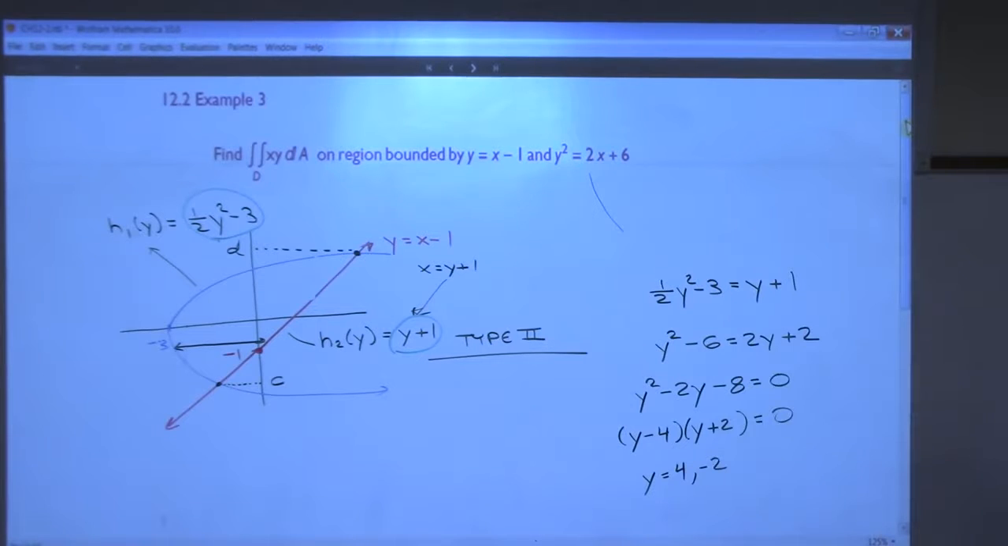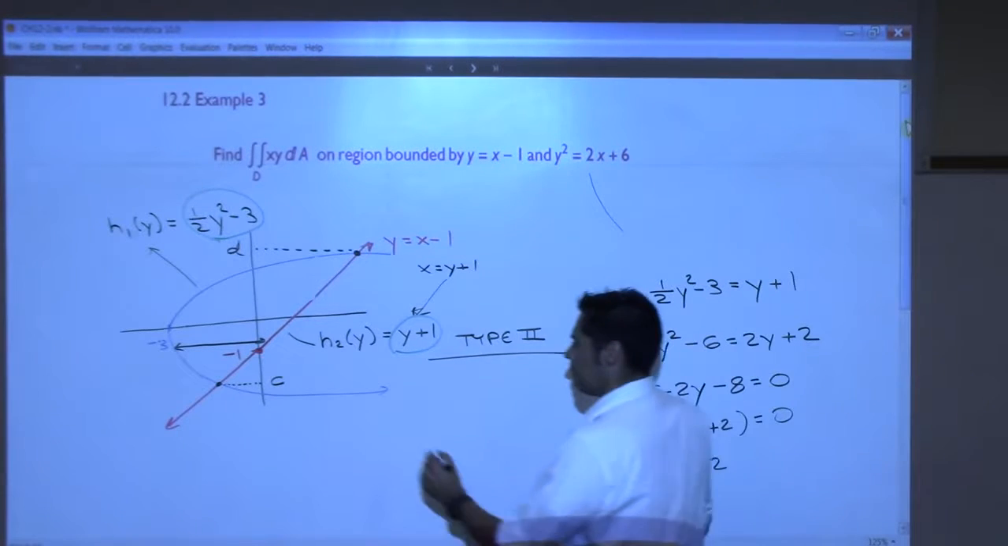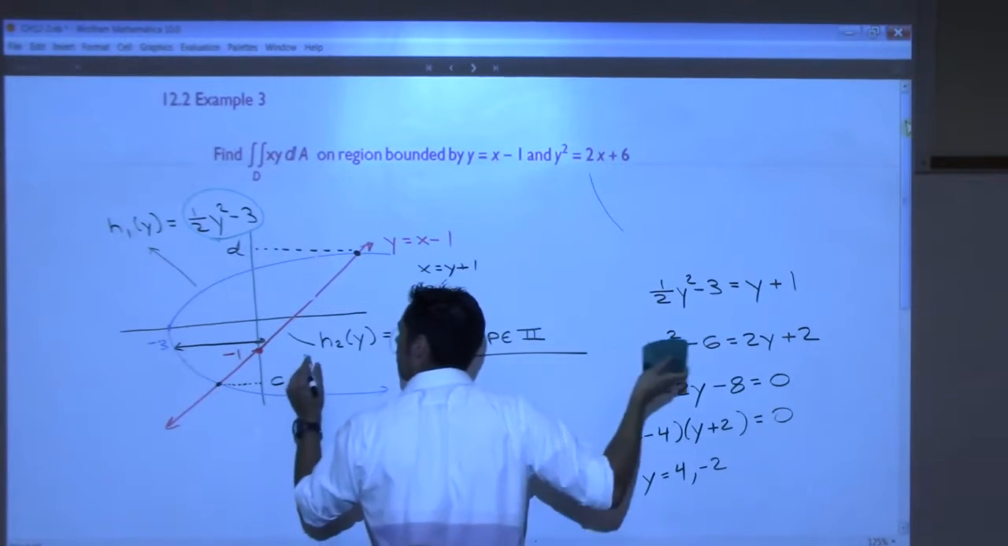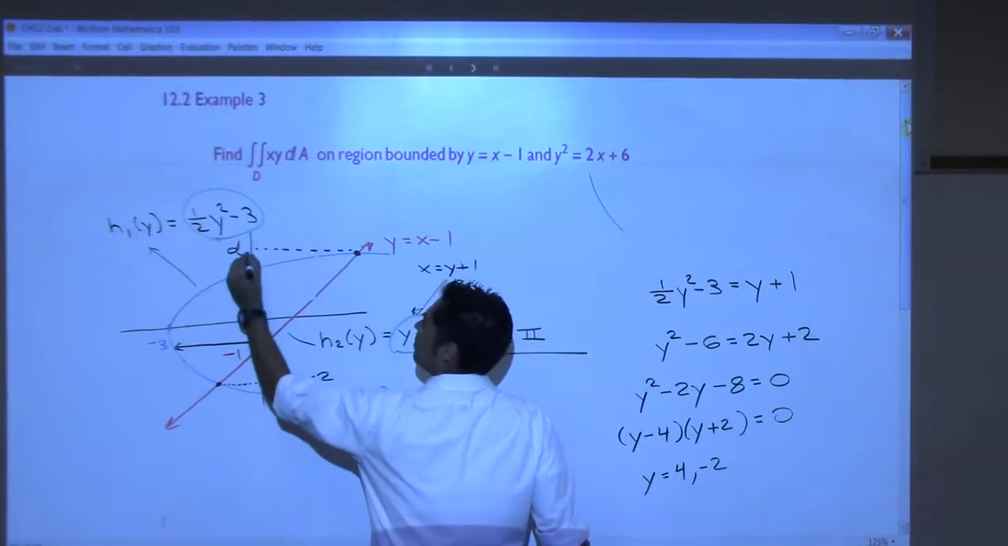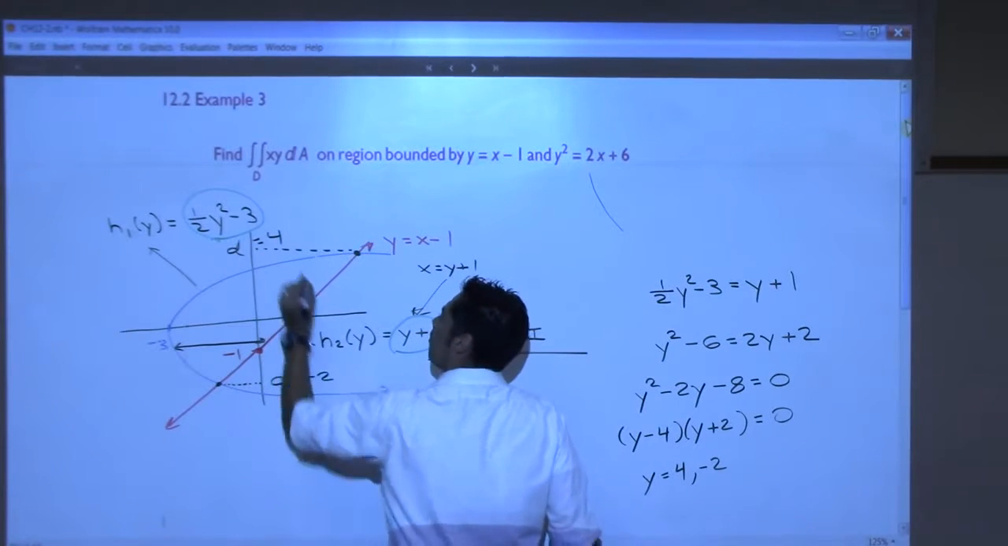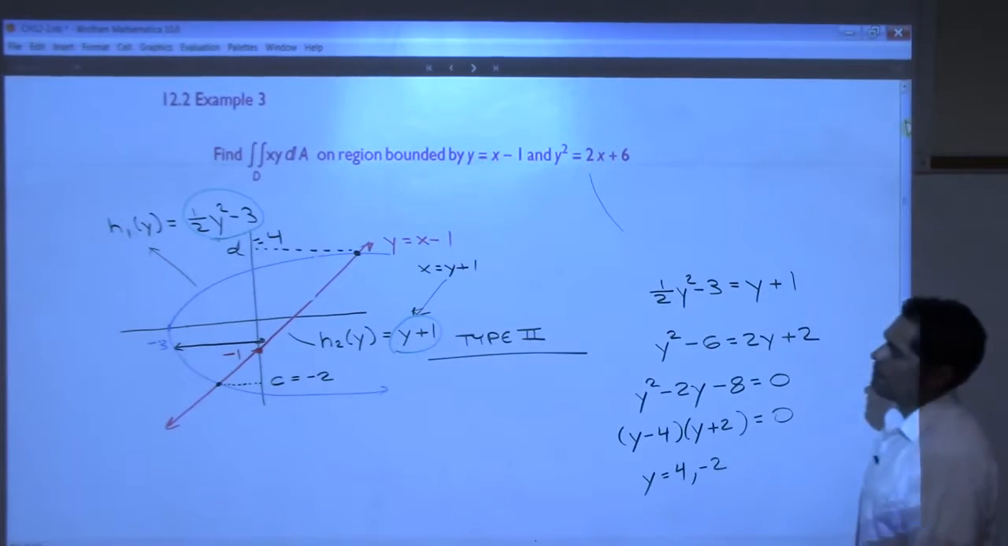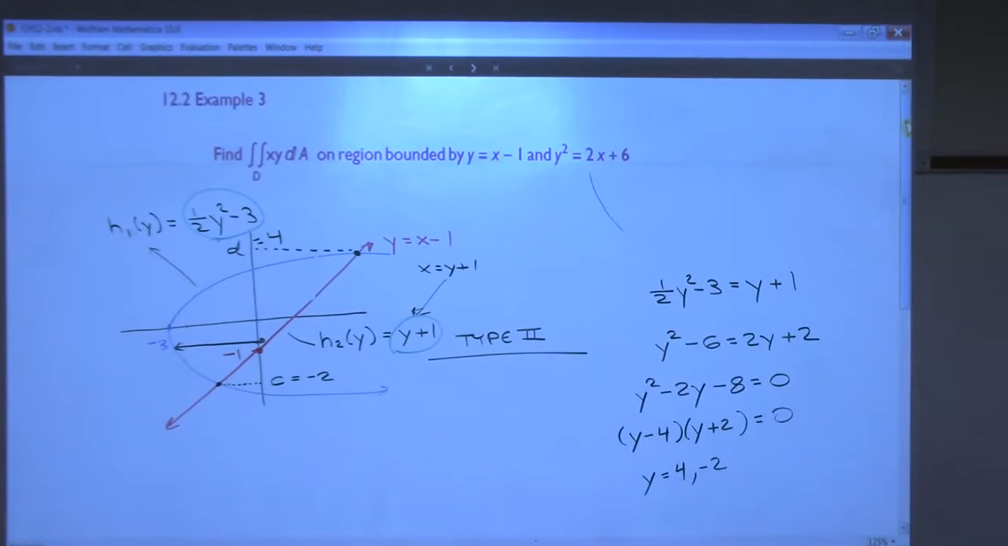That's reassuring because I should have two y values where they hit each other over there. So, feeling good. C is going to be the one below, so negative 2, and D is going to be 4. Now it's just write the integral. That's all it is now.